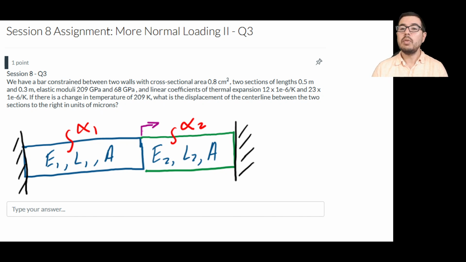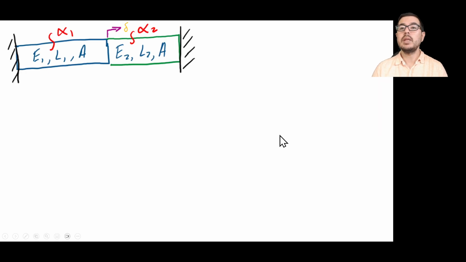In this problem, we're going to look at two bars constrained between two walls and apply a change in temperature to the system to observe how this mated region between the two bars moves to the right. This problem is going to leverage what we've discussed in class about thermal strain and thermal stress resulting from constrained thermal strain, and our previous topics in mechanics, which have included constitutive relationships, compatibility, and equilibrium.